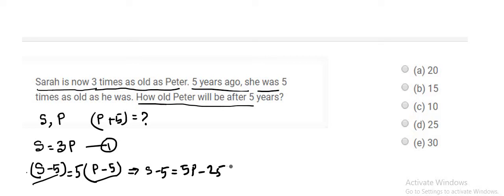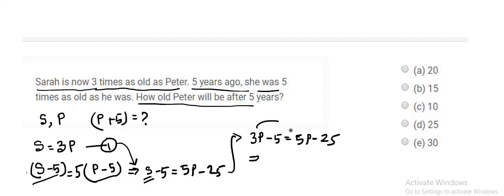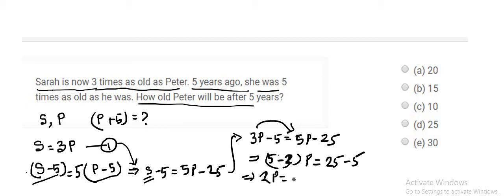Now since ultimately we are trying to find P, I'm going to replace this S using equation 1. If we replace S by 3P, we have 3P minus 5 equal to 5P minus 25. So let us solve this equation. I'm going to take the 3P to that side, so it's going to be 5P minus 3P, which is 2P, and I'm going to bring 25 to this side, so 25 minus 5, which is 20. So we have 2P equal to 20, or P equals 10.